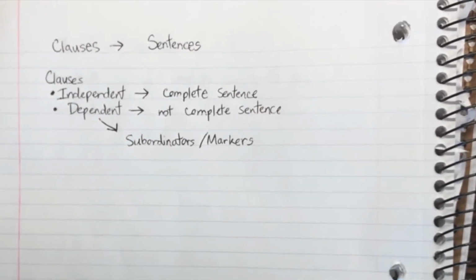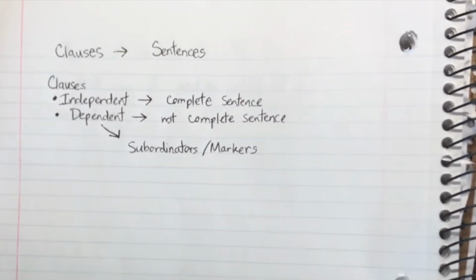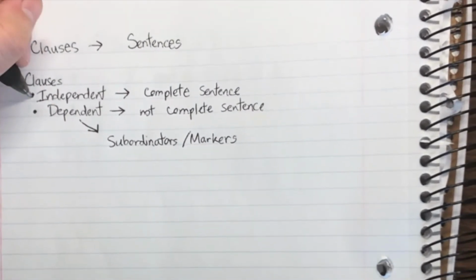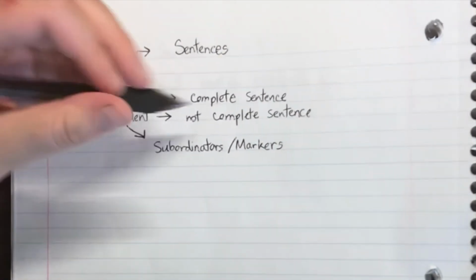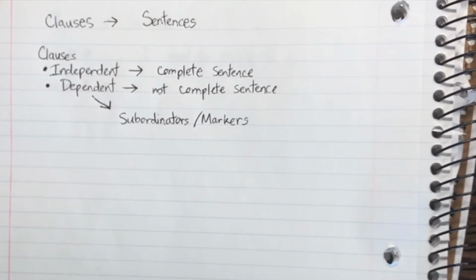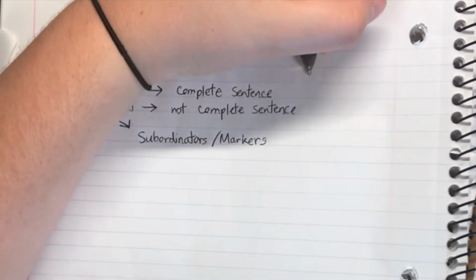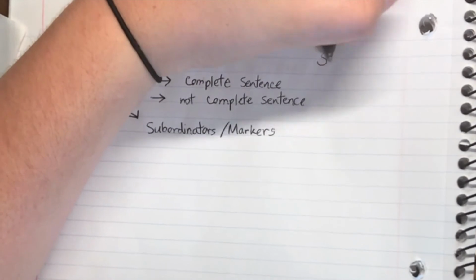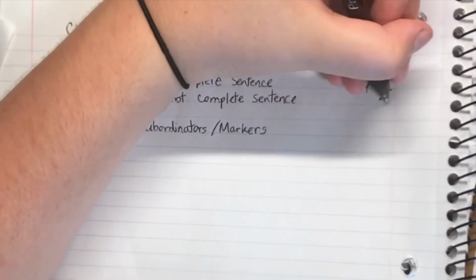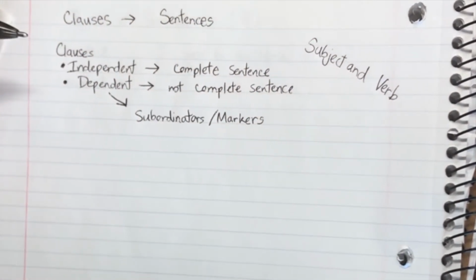There are so many different kinds of subordinators, and as we go through these grammar classes, we learn about different types of clauses that have different types of subordinators. But for now, we just have to know that a dependent clause is not a complete sentence, and an independent clause is a complete sentence. But to be a clause, you have to have two things. Every clause has a subject and a verb, at least one. If it doesn't have a subject and a verb, it's not a clause. We just call it a phrase.